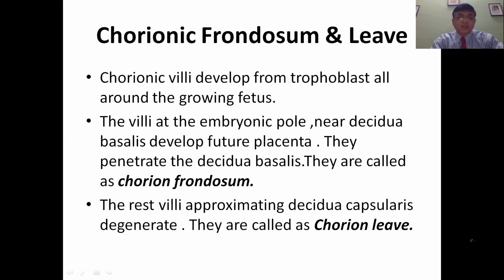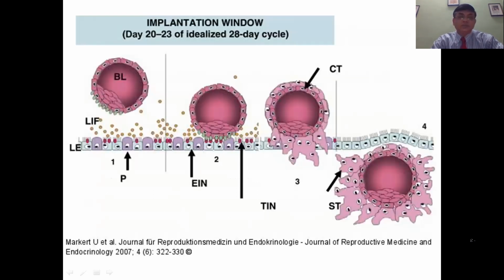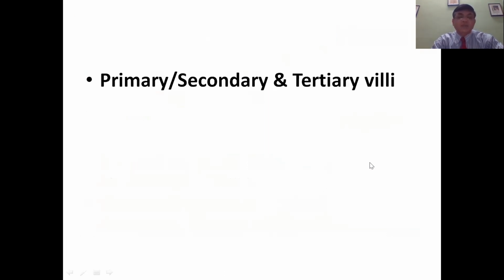Next slide. The rest of the villi, approximating the decidua capsularis, degenerate. They are called chorion laeve. So this is how the embryo, which comes into the endometrial cavity, gets itself burrowed into the decidua basalis.